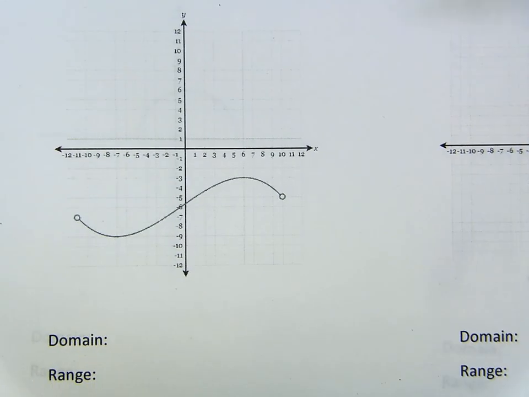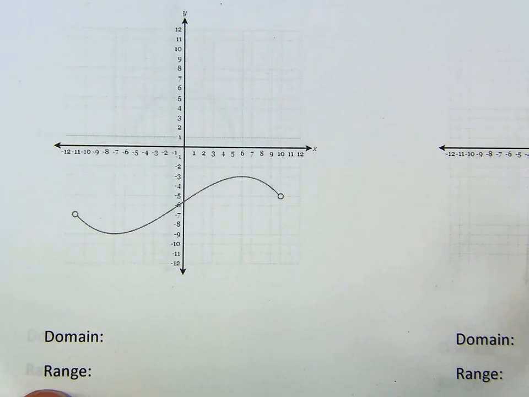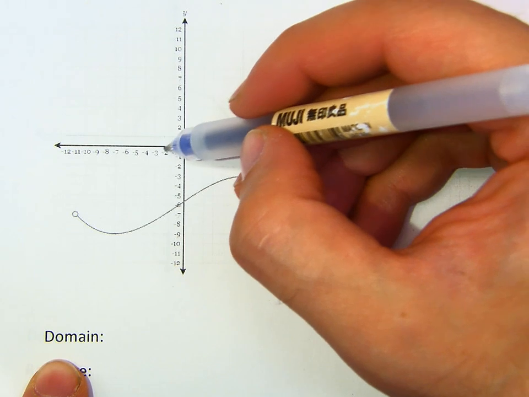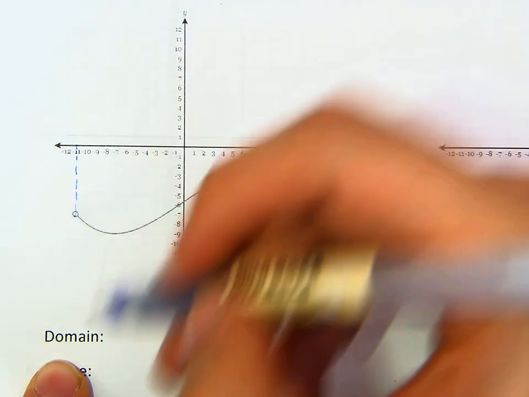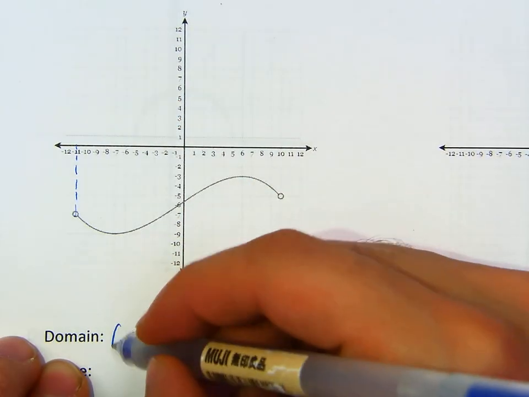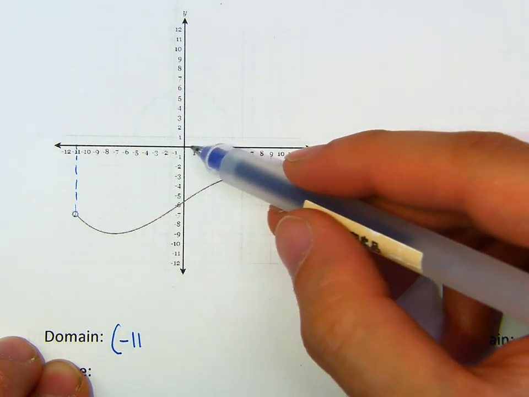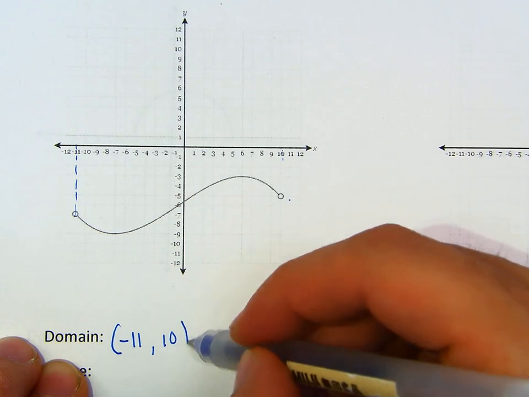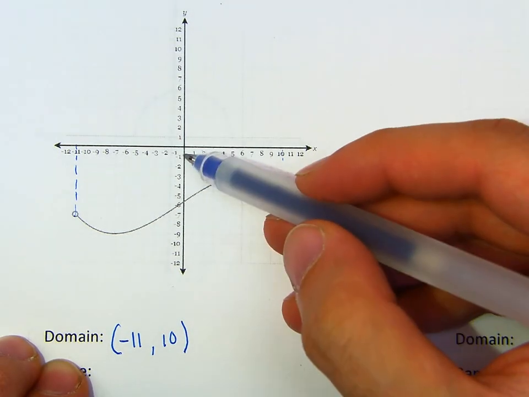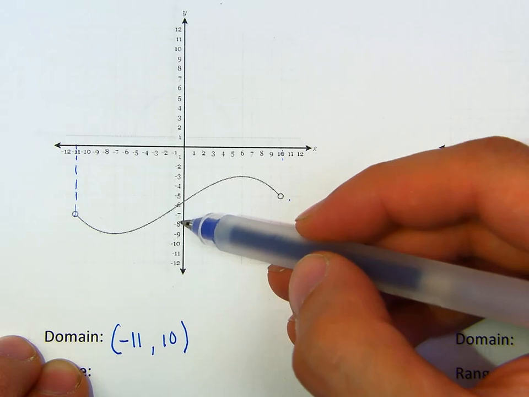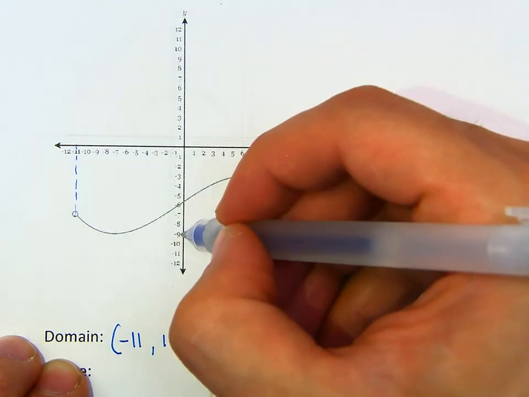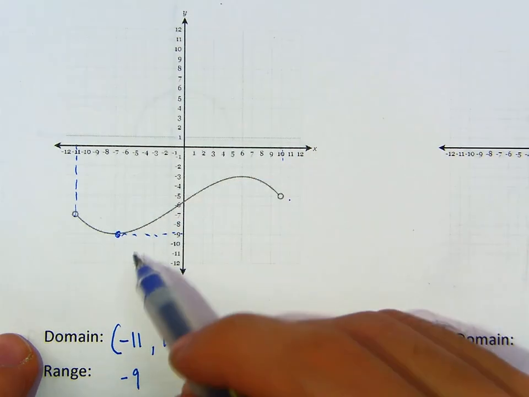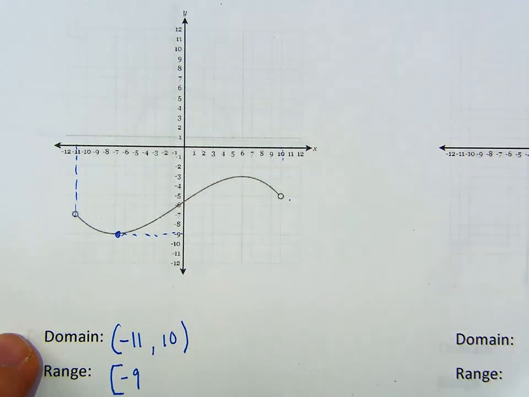All right, let's go on to the next one. Try to do these by yourself. And if you just want to see how it's done with me, let's do domain. How far left can you go? You can go all the way to -11, and you see it's an open circle. How far right can you go? It's 10, and it's an open circle. How far down can the graph go? The graph can go as low as -9, and this point over here is closed, so we're going to have a bracket.